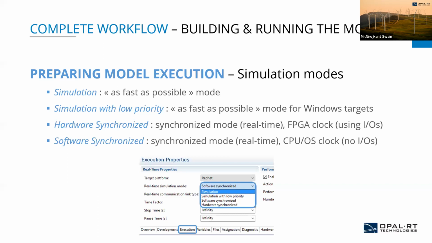Here we need to change it. One is simulation mode, simulation with low priority, software synchronized mode, hardware synchronized mode. Simulation mode means as fast as possible, and simulation low priority mode as fast as possible. Mode for Windows target will run on your Windows target, and these two are important. What is software synchronization mode and what is hardware synchronization mode? In software synchronization, in this model, we are not using any IO card, so we can use this software synchronization mode. In hardware synchronization mode, suppose you want to interface your real-time simulator with some hardware, then you need to use this hardware synchronization mode.